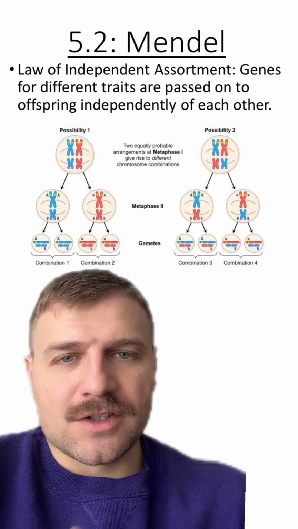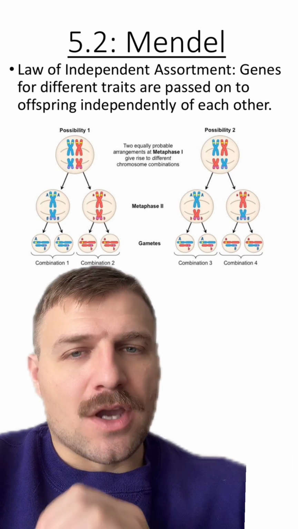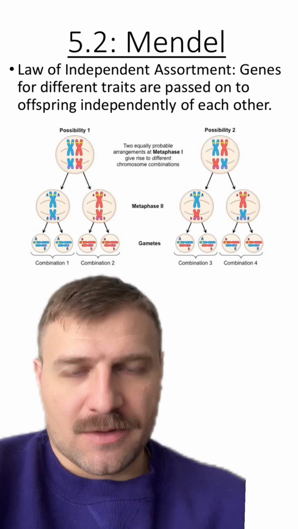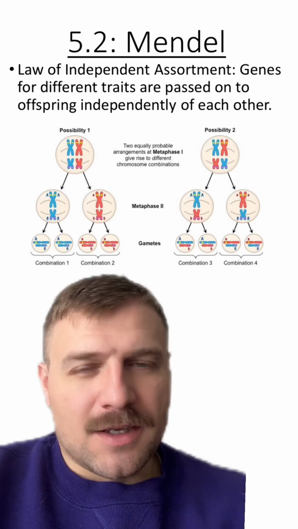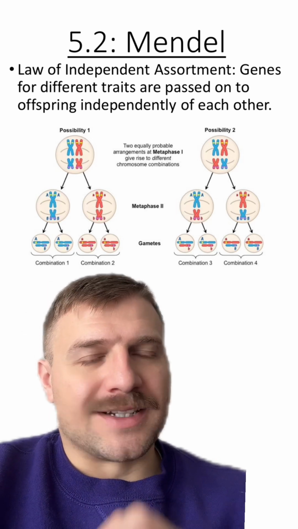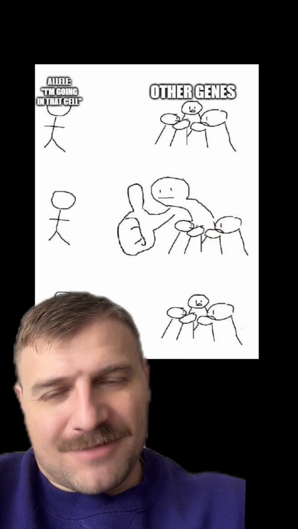And lastly, the law of independent assortment. This is where genes for different traits are going to be passed to the offspring independently of each other. We learned about this in meiosis from the previous unit. This concept is really going to be important when we go over dihybrid crosses. This is a mid meme. It's just tough to find a meme for each one, but allele, I'm going to that cell. Other genes, they're fine with it.